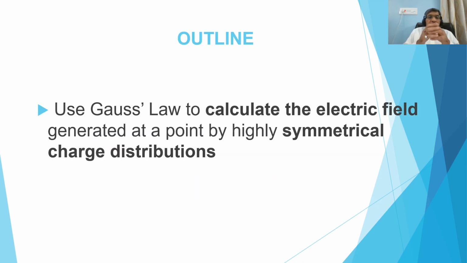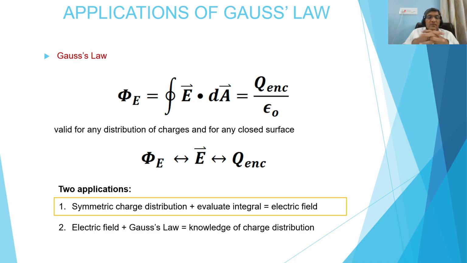This is an outline regarding how to use Gauss law to calculate the electric field generated at a point by a highly symmetrical charge distribution. So this is the basic formula of the Gauss law: Phi E equals the closed integral of vector E dot dA area vector, equal to Q enclosed divided by epsilon naught. It is a constant, valid for any distribution of charges and for any closed surface. Basically, this formula is uniform, and this is the beauty of the Gauss law.